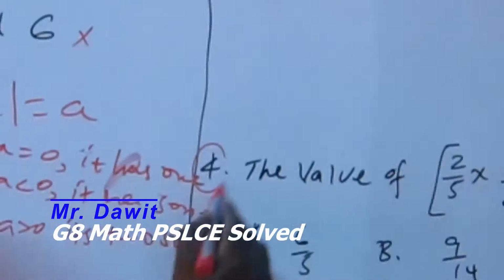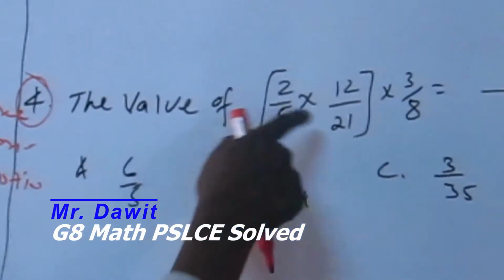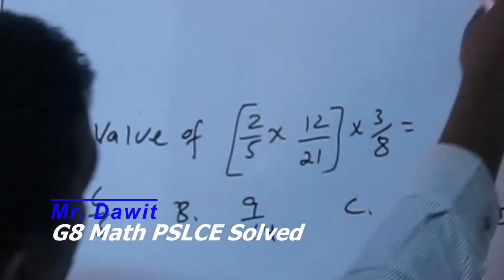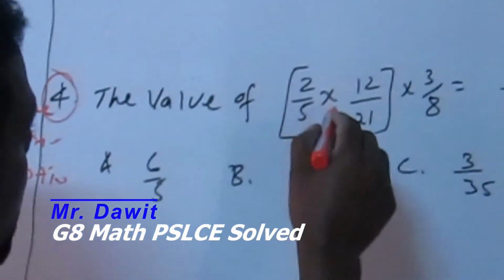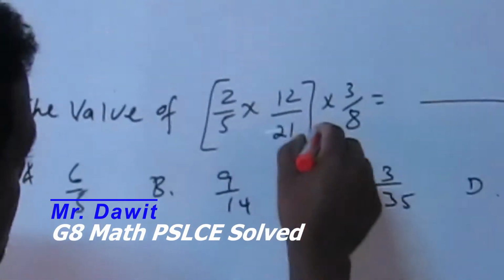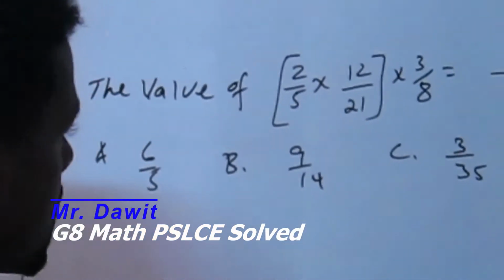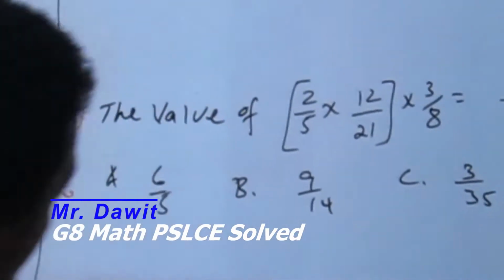Let's move to question number 4. Again, this is multiplication, the same thing as question number 3. The value of 2 over 5 times 12 over 21 times 3 over 8 is equal to dash.